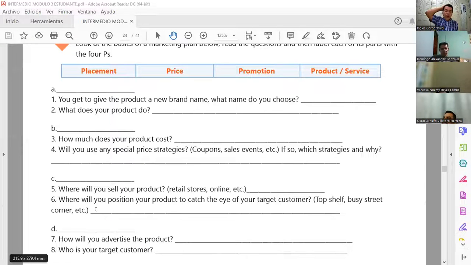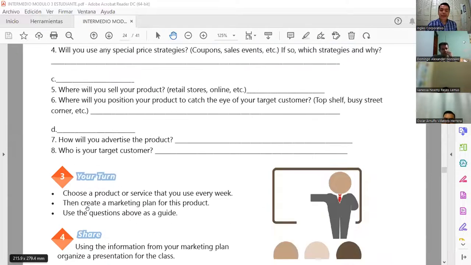Or who is your target customer? Children, adults, women, men, students, what else? Let's say, for example, office workers, what else? Drivers. Who is your target customer, right? So this is the plan, right?